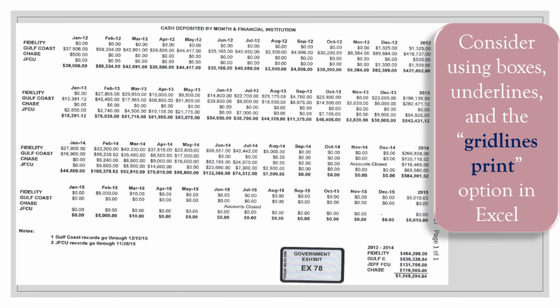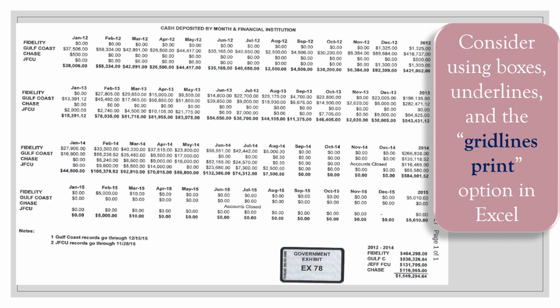So let's go through some examples here. This is a great analysis of cash deposited, and it breaks it down into months and then what financial institutions. So you can really see over a year period how much was deposited into each different account. It's 2012, 2013, 2014, and 2015, so a 4-year period. Very succinct.